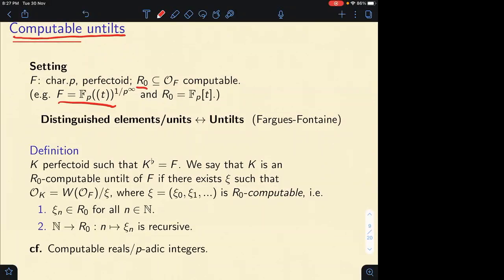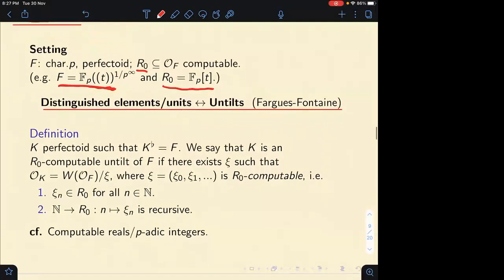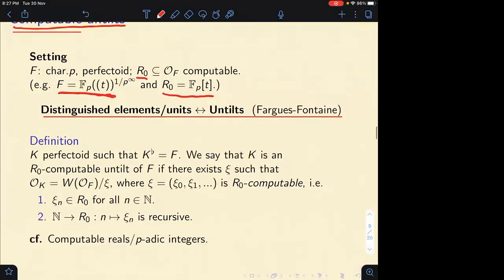So this is the usual example that we have. And you can take R0 to be just a polynomial ring. Okay, that's the Fargues-Fontaine correspondence from before. And here's the definition of a computable untilt. So first of all, it's an untilt. And here comes the important condition.